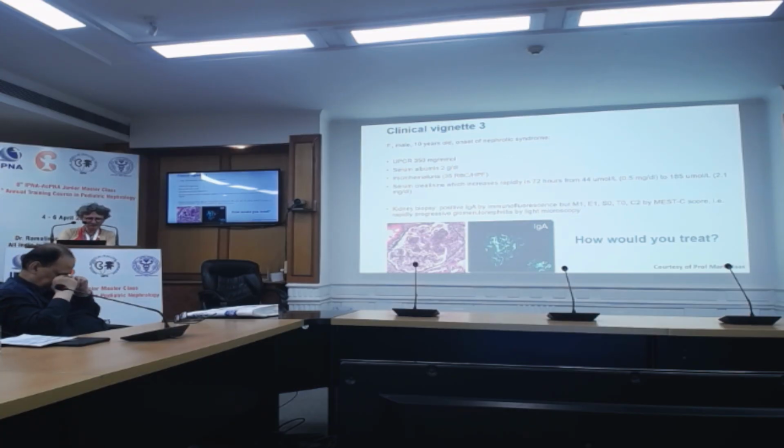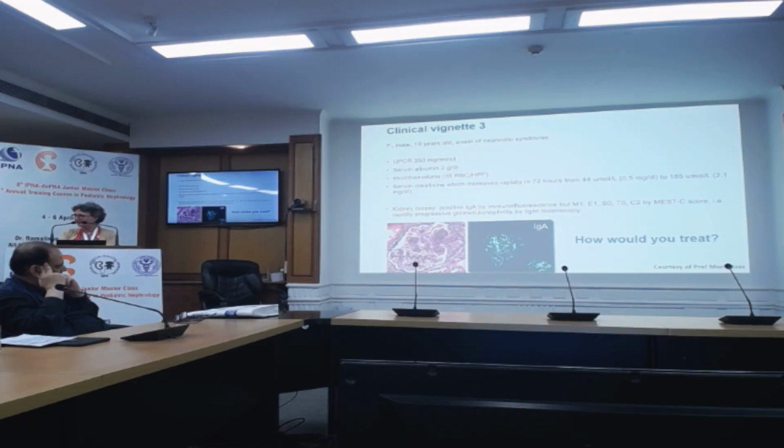Again, low serum albumin. Microhematuria, so identical to the first one. However, this boy's serum creatinine increases rapidly in 72 hours from 44 micromoles per liter, so 0.5 milligrams per deciliter, to 185, so 2.1 milligrams per deciliter. So here, what are you thinking? This is a rapidly progressive form by definition.